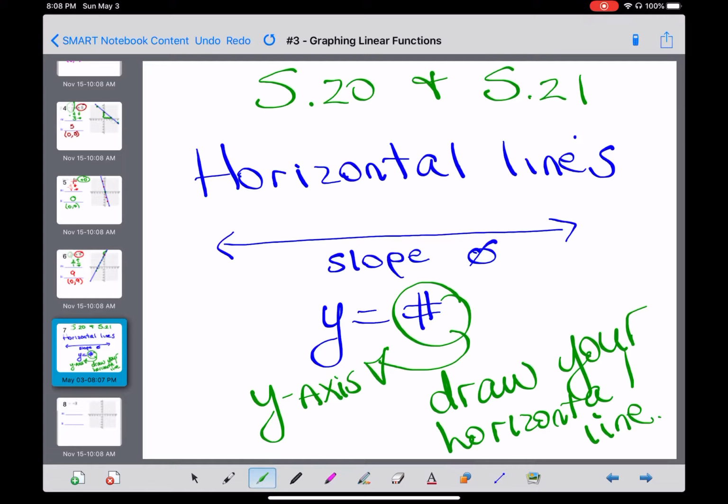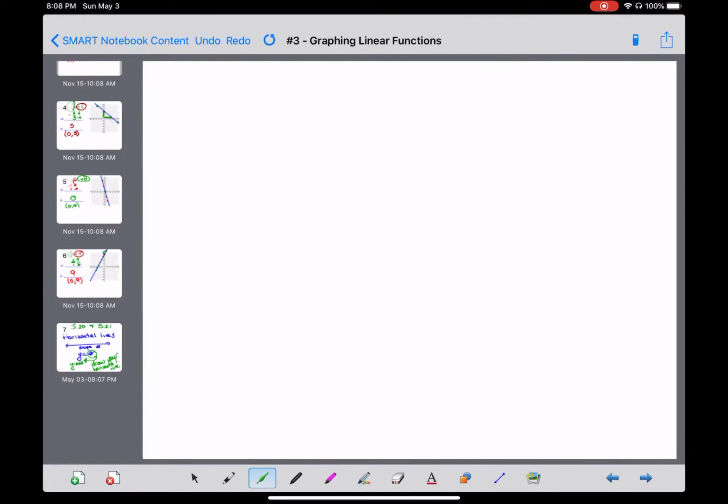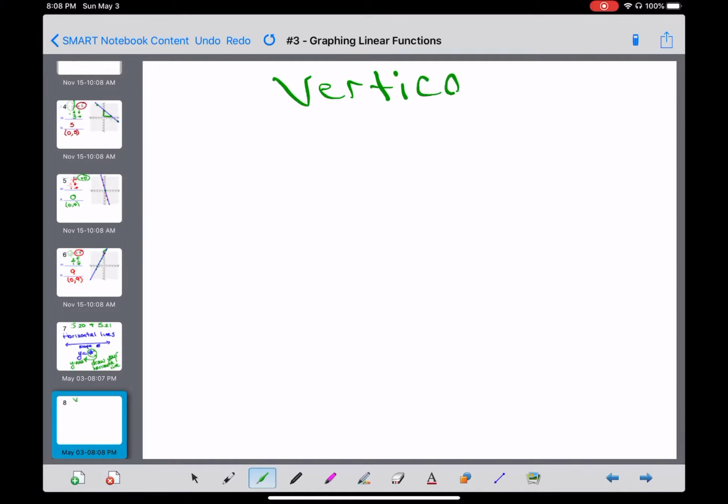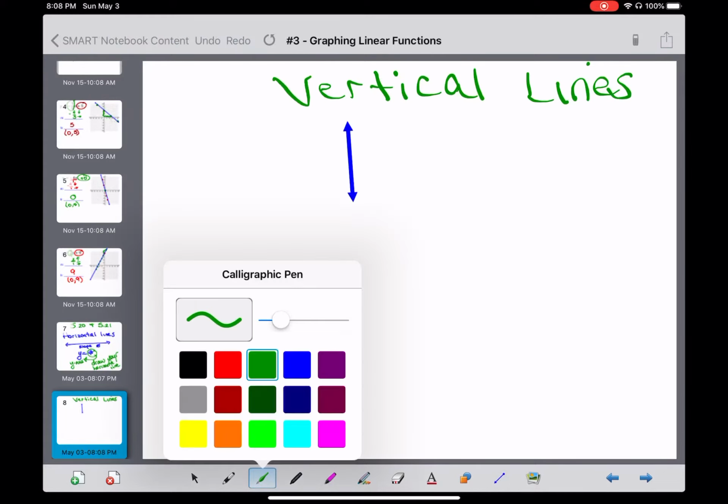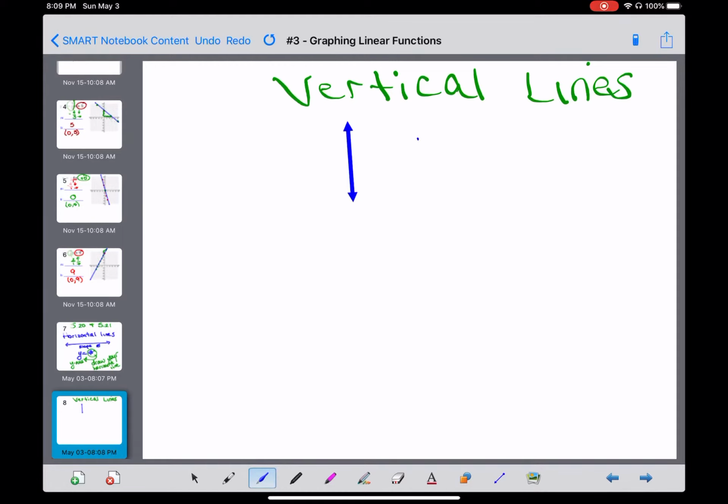Now, let's look at our vertical lines. Your vertical lines are the ones that go up and down. Ew, I hate that up and down. Look at that. Okay. There you go. Beautiful. And these are the ones that have a slope that is undefined. So the slope is undefined.